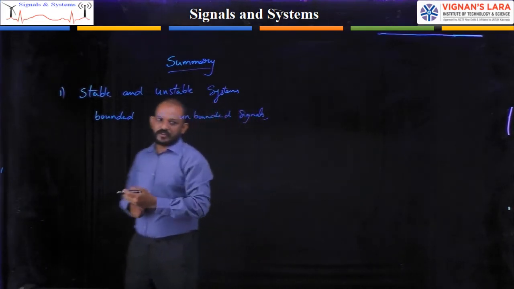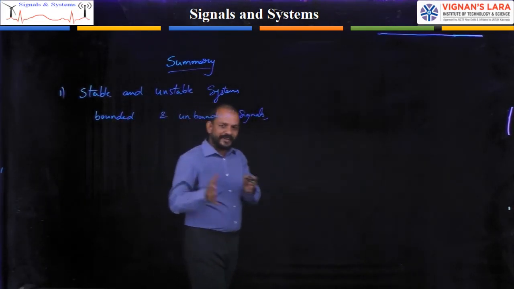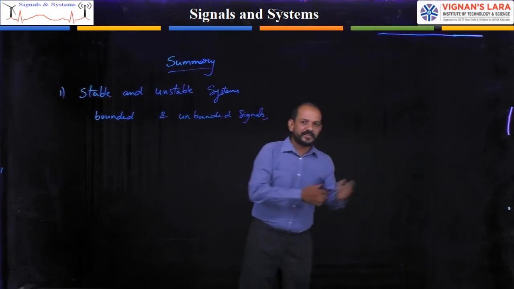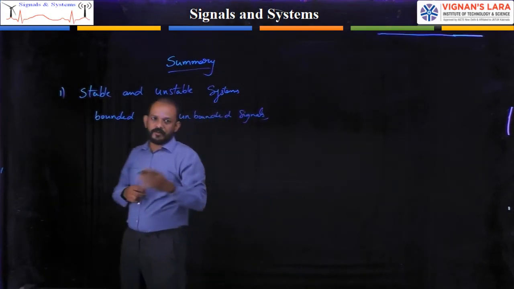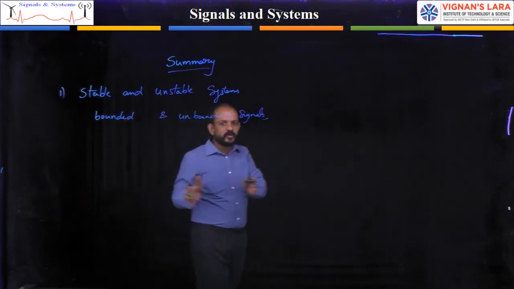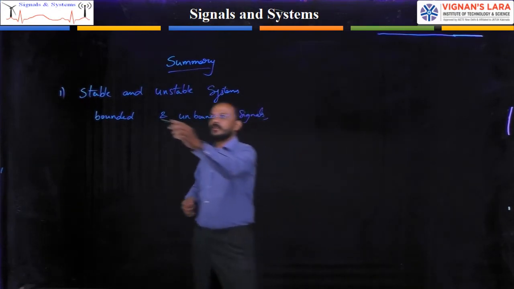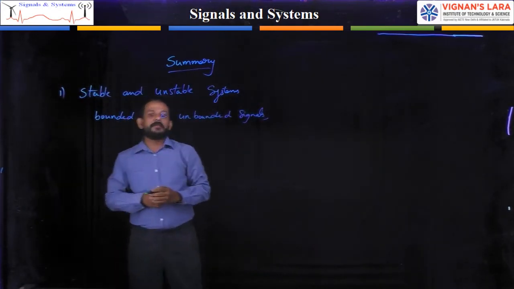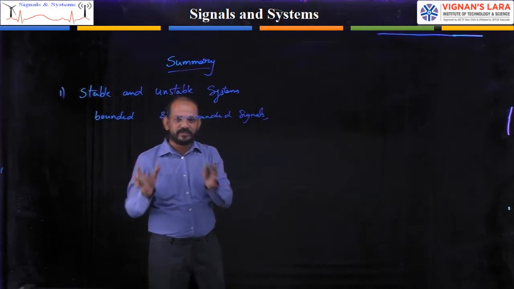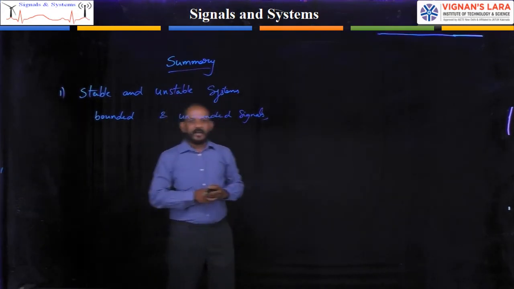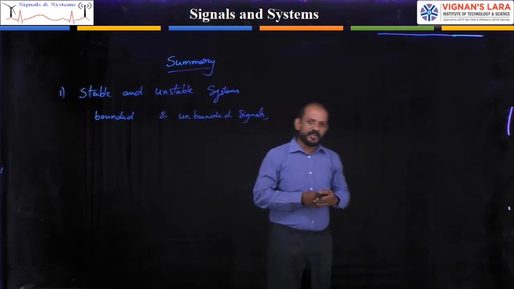That is, the input should be finite and the output should be finite. For a bounded input we have to get a bounded output for stable, and for a bounded input if you get an unbounded output, that is unstable. I explained this with respect to the equation format, and then I went to the graphical representation examples.